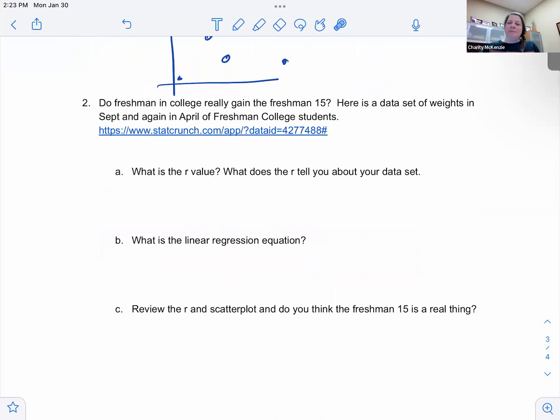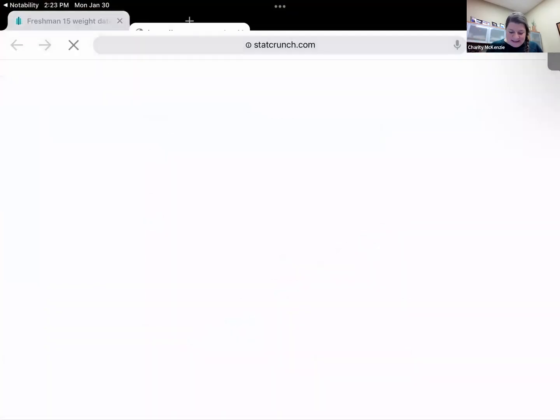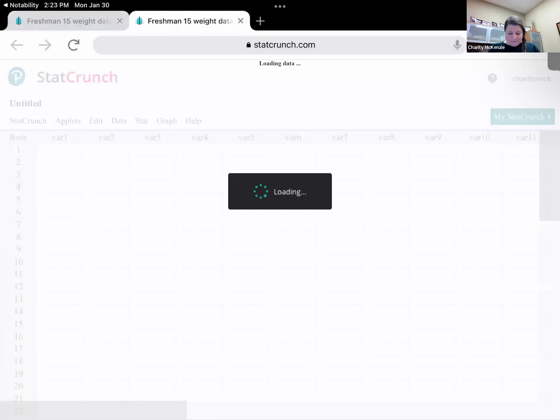So we're going to do a little bit more of an analysis on this one, and it's a lot of data. There's a link to the data here that you can either type in or click from the online version. Do freshmen in college really gain the freshman 15? Here's the data sets of weights in September and again in April of freshman college students. It's true data. I'm going to click this and it's going to open it in StatCrunch for me.